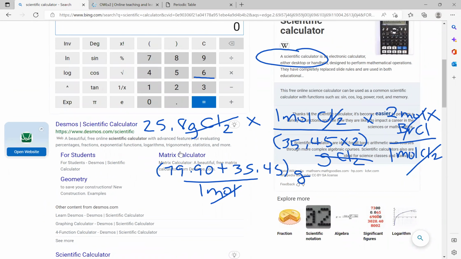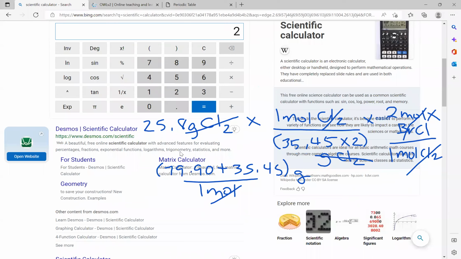And do some clearing real quick, or erasing, so we can actually see what we're doing. 25.8 times 2 times 79.9 plus 35.45 equals this, all divided by 35.45 times 2.